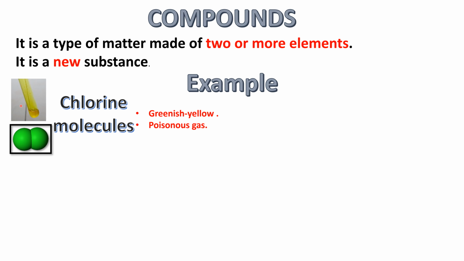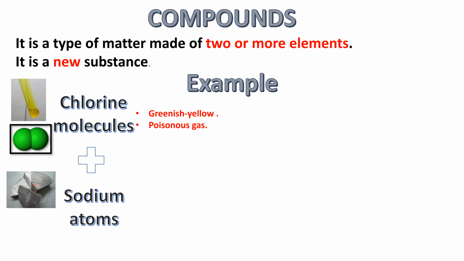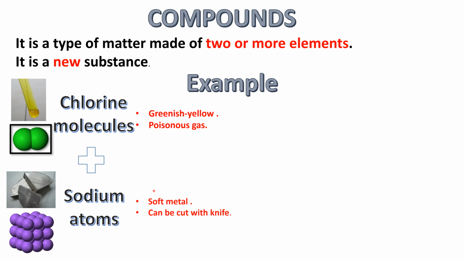Chlorine is greenish yellow and a poisonous gas. When it reacts with sodium atoms, this is sodium, a solid, and these are the particles arranged tightly packed. It is a soft metal and can be cut with a knife.